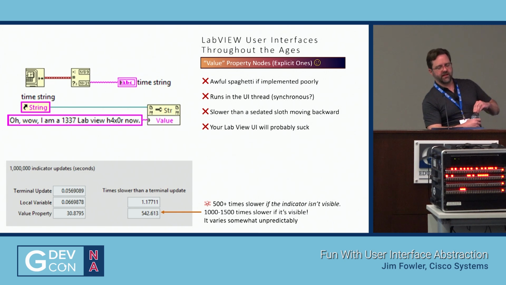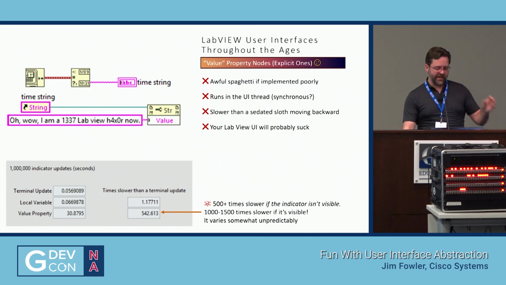I don't know if anybody here has benchmarked it, but I made a benchmark, and I can show it if you'd like. I have 1 million indicator updates and how many seconds it took. The terminal update is, of course, the gold standard, and then I measured how much longer it takes for each of these methods to work. Local variable is pretty much on par, maybe a little bit slower. Value properties are, in this case, 500 times slower. So if you're using value properties, try to avoid them because they're really, really slow.